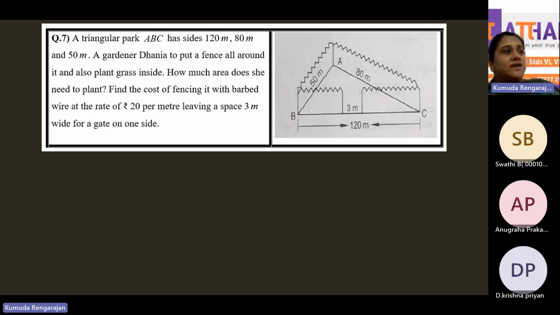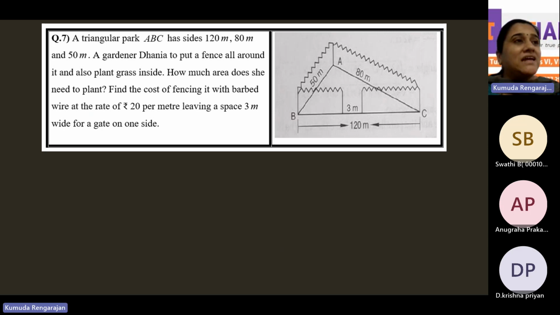So two things the gardener has to do. The gardener has to put a fence all around, so that is perimeter. And then she also has to plant grass inside, so that is area. Where is grass planted? In the area part of the field. Grass is planted in the area portion of the field.